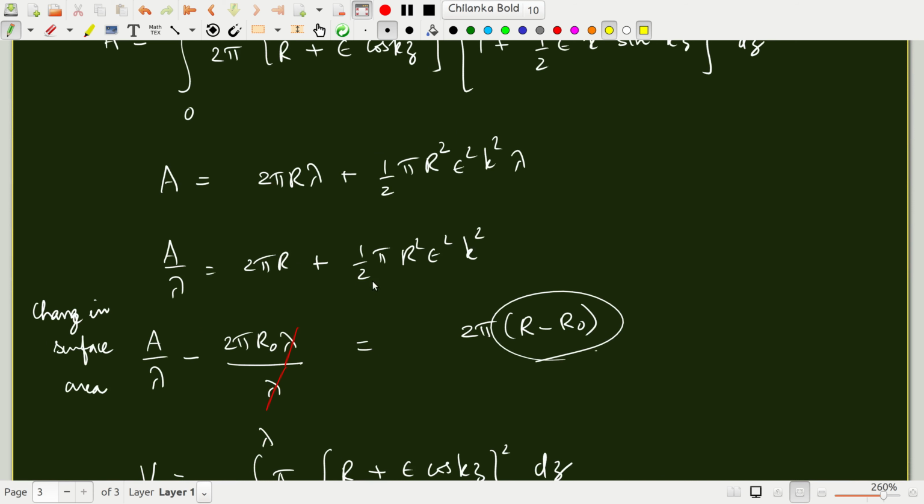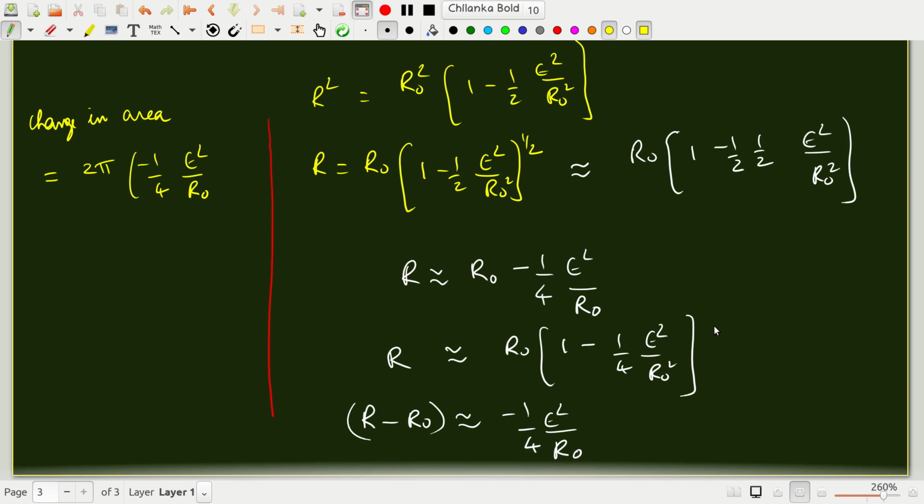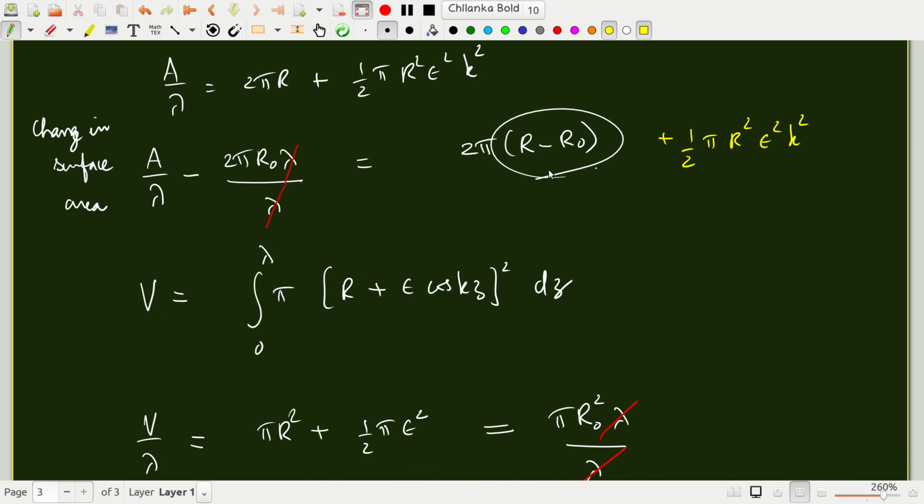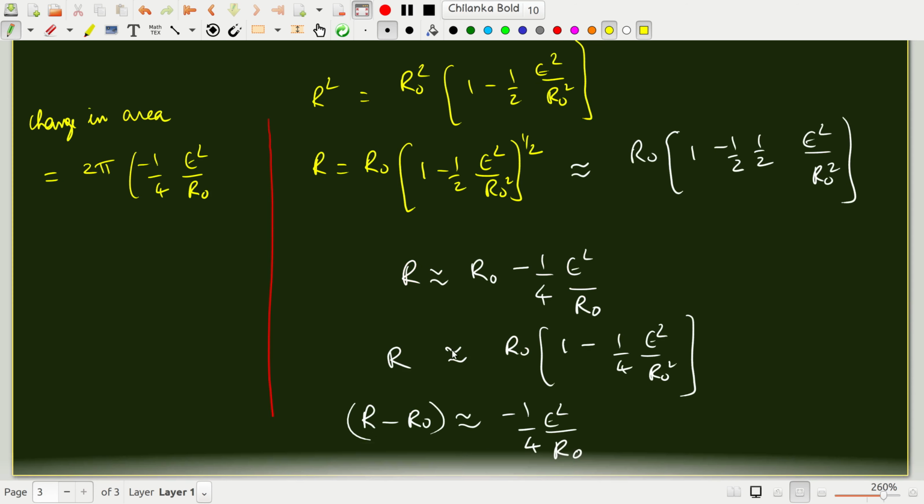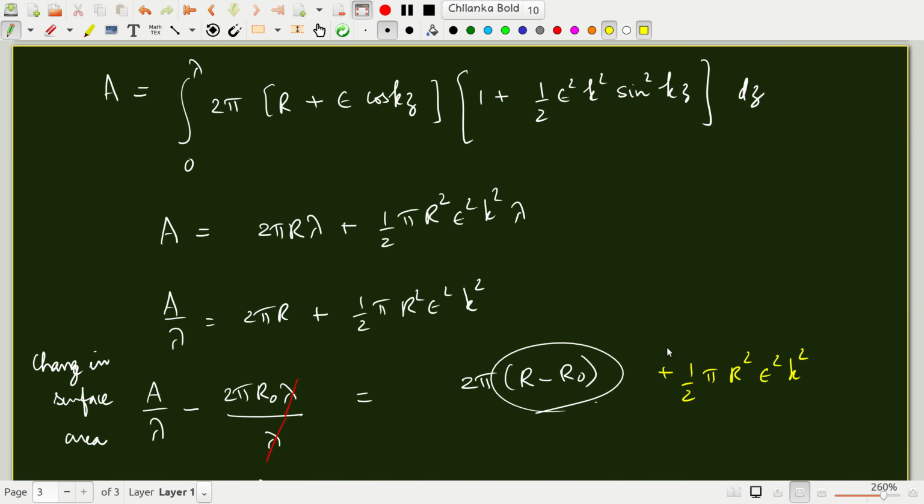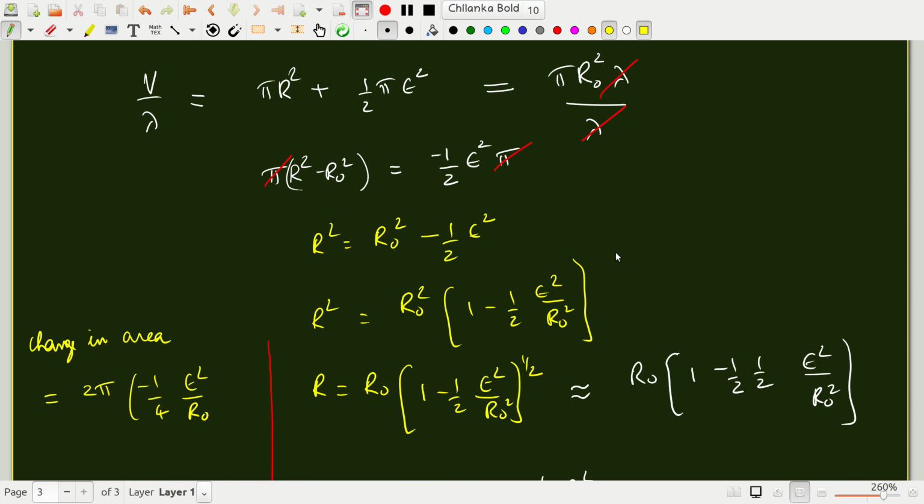There is one small error here, not an error, I forgot to include one term. So a by lambda minus 2 pi r naught by lambda is nothing but this plus, or rather minus, sorry, it's plus half pi r squared epsilon squared k squared, right? So this is the change in area. I have to use this expression from here, r minus r naught, and then I also have this half pi r squared epsilon squared k squared, which I forgot to write.